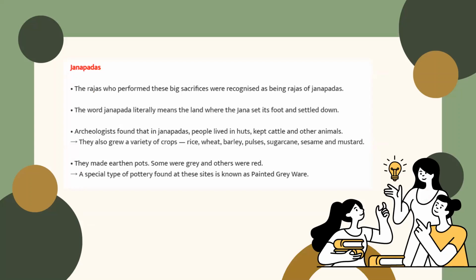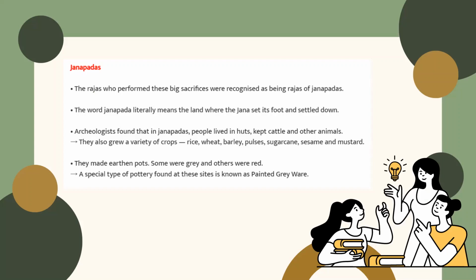Moving ahead, let's talk about Janapadas. The Rajas who used to perform these big sacrifices were recognized as Rajas of Janapadas. They had their own Janapadas in which they used to rule. The word Janapada literally means the land where the Jana set its foot and got settled in, because over the period of time people started settling down in one place.